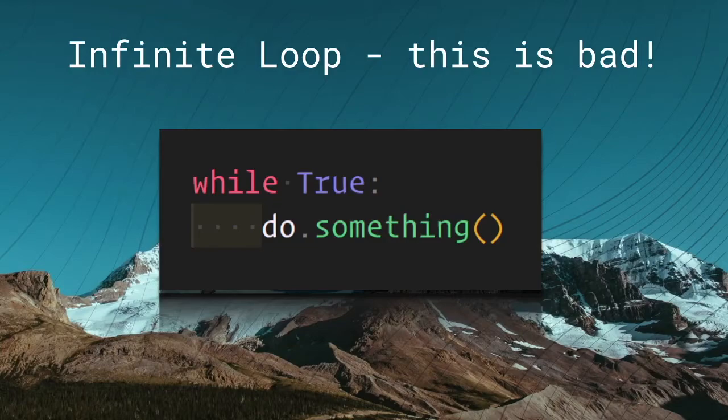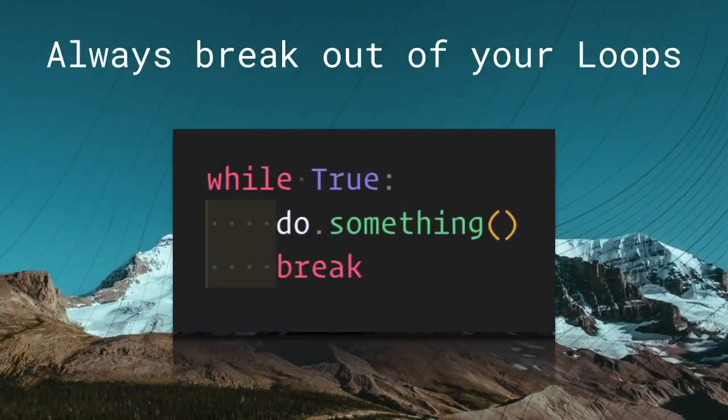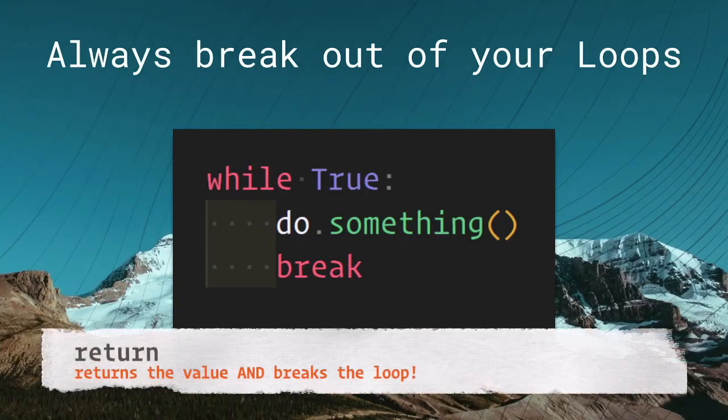So, you can either set a condition that is eventually met, or you can use the break keyword. The break keyword is specifically designed to break you out of loops. Whether they're while or fors, doesn't matter. It will always break you out of the loop. Oh, and by the way, if you are in a function, you can use the return keyword, which will return the value and break the loop.